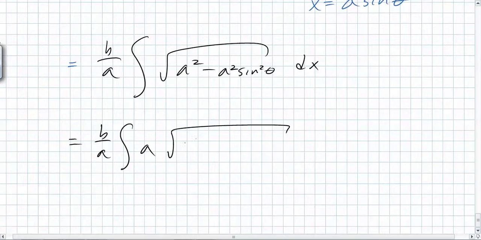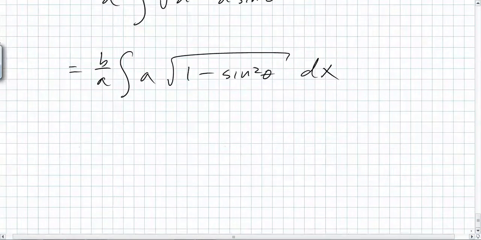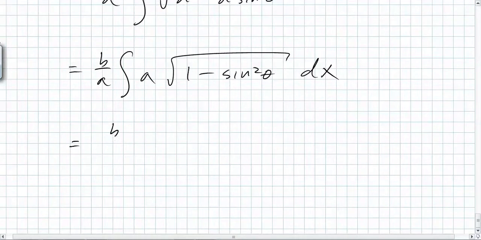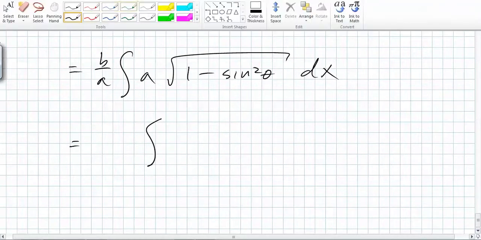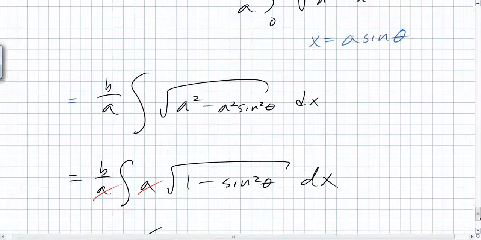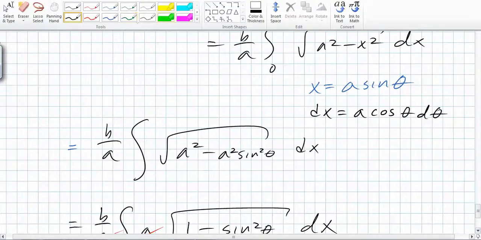So it's a times the integral of 1 minus sine squared theta. What is 1 minus sine squared? This is hard. So what do we end up with? B over a squared. No. Oh, b, it cancels. Isn't that cool? Look at that. So we have b times cosine theta dx. But what is dx equal to? Cosine theta d theta.